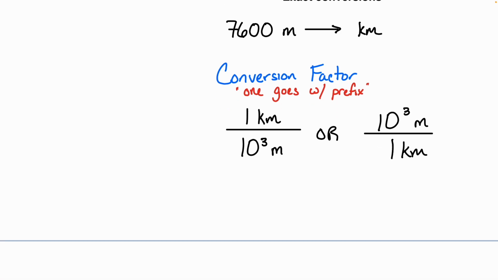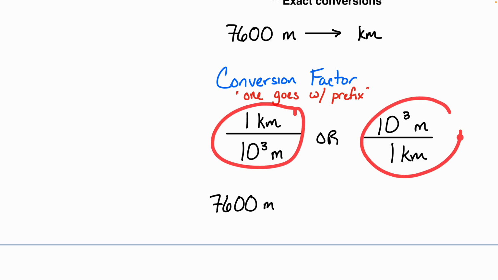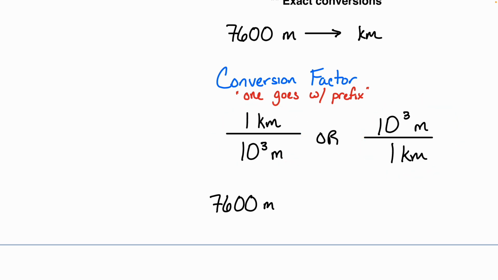So in this problem here, we're starting out with that 7600 meters. I'm trying to get rid of meters and end up in kilometers, right? So I'm trying to cancel out that unit of meters. So I'm going to pick one of my two conversion factors. I got two choices here. I'm going to pick the one that has meters on the bottom so that it cancels out when I do my math here, all right? So what do I mean by that? Let's multiply by this conversion factor on the left, 1 kilometer, 10 to the 3 meters.